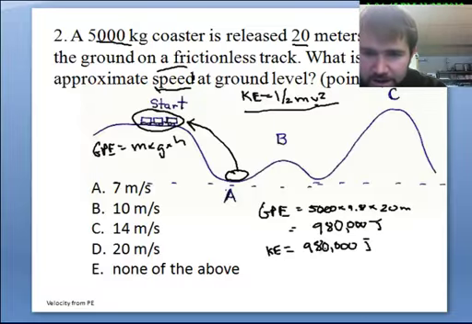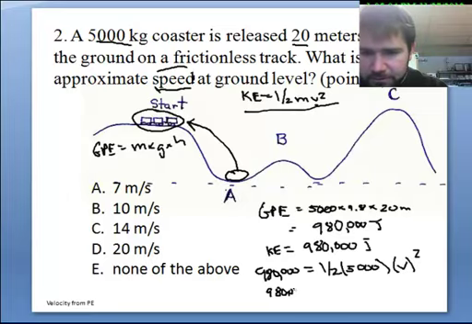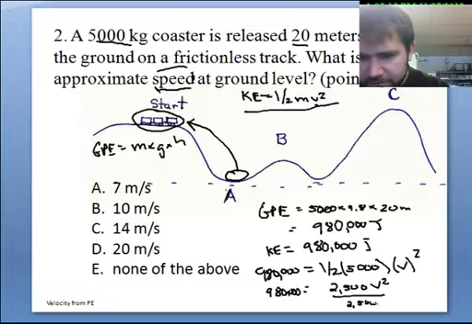So, kinetic energy is equal to 980,000 joules. Therefore, 980,000 joules is going to equal 1/2 times the mass of my cart, which is 5,000, times the velocity of my cart squared. Therefore, 980,000 is going to equal 2,500 times velocity squared. I'm going to divide both sides by 2,500.